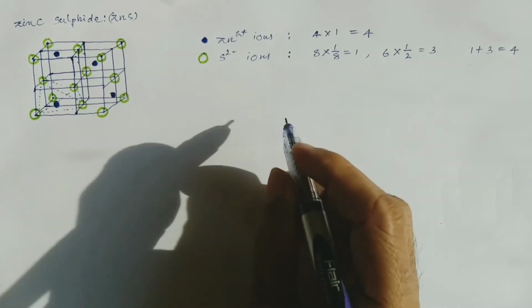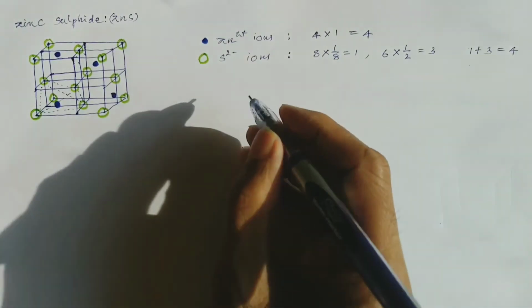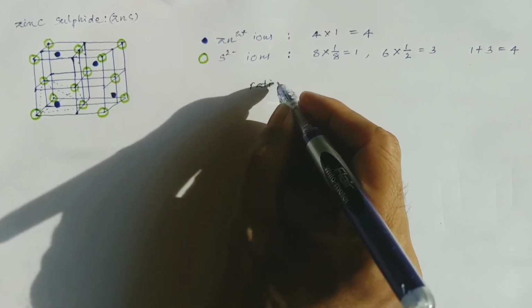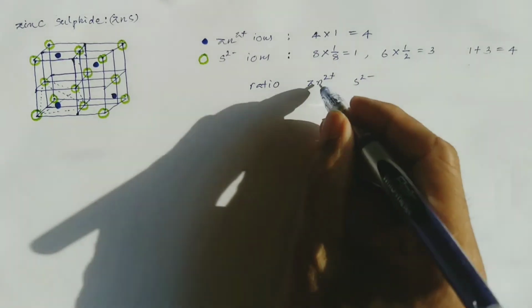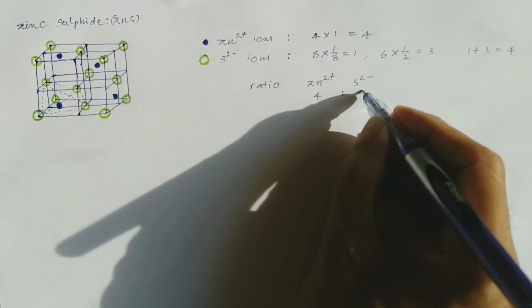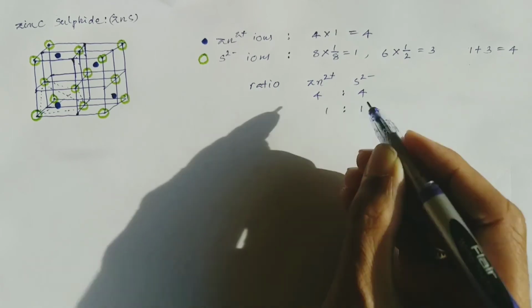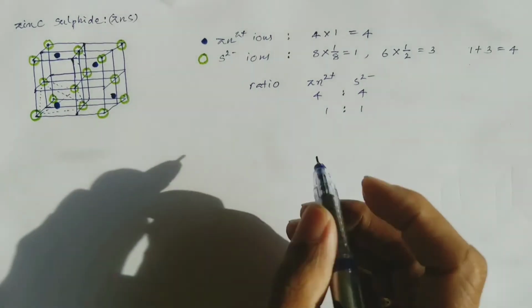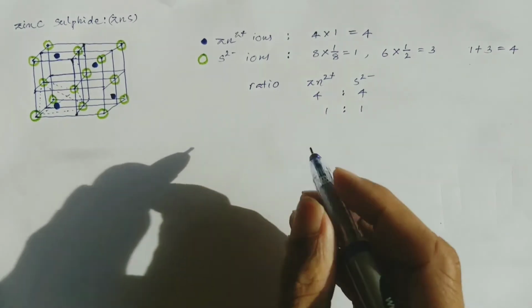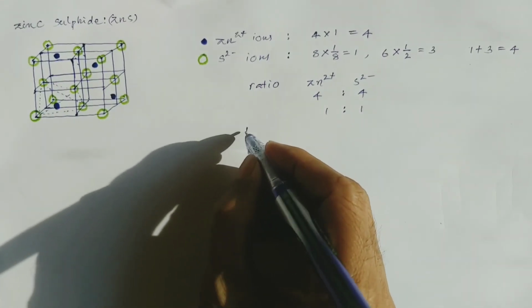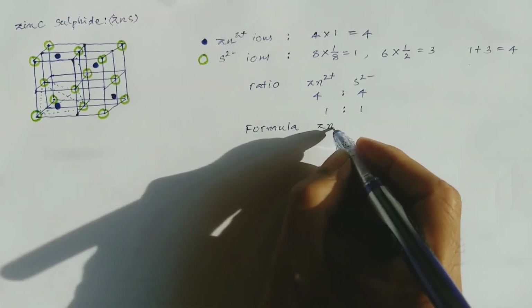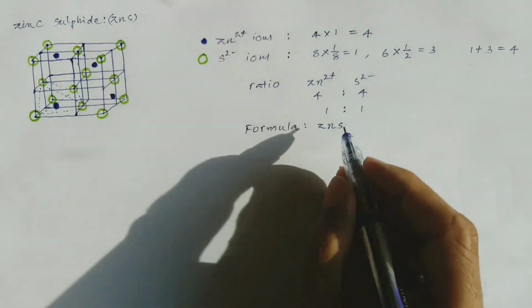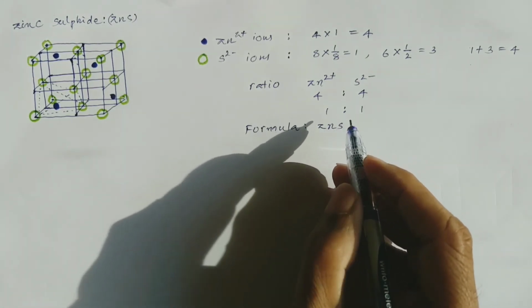Okay. So effective number of zinc ions is 4 and effective number of sulfide ions is 4. So what is the ratio? Ratio of zinc and sulfide ions is 4:4 or 1:1. Right? So here, what is the formula? The formula is ZnS. So it is written on the basis of ratio of ions present in the unit cell.